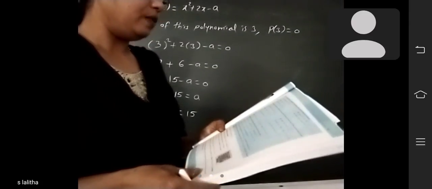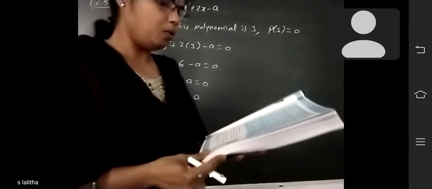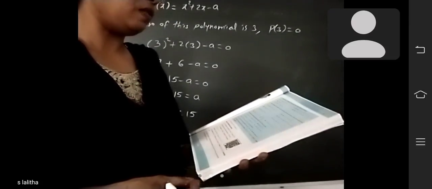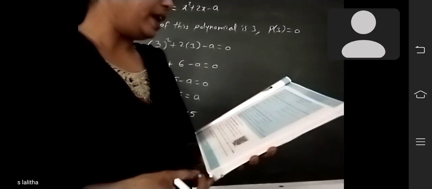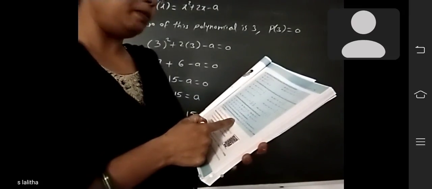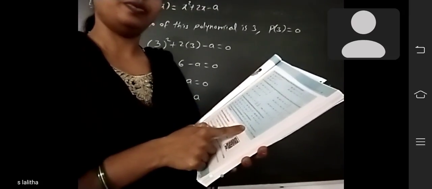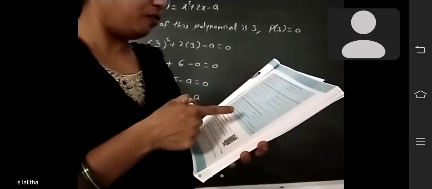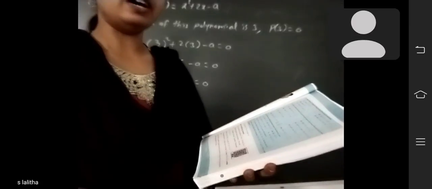Next, sixth one. If 0 and 1 are the zeros of the polynomial, f of x is equal to 2x cube minus 3x square plus ax plus b. Find the values of a and b. So here 0 and 1 are the zeros of the polynomial. That means you have to substitute 0 in the place of x, and also you have to substitute 1 in the place of x. Then you have to find the values of a and b.